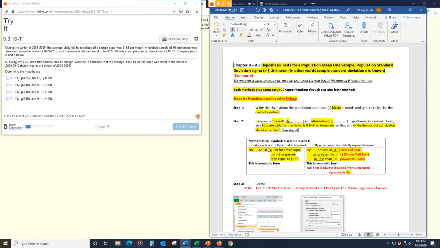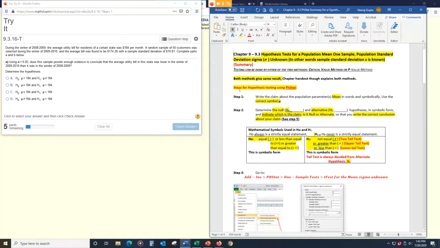So the first part is using alpha to be 0.05. So that means what confidence level we are choosing? 95%. So level of significance is 0.05. Does this sample provide enough evidence to conclude that the average utility bill in this state was lower in the winter of 2009 and 10 than it was in the winter of 2008 and 9? So let's see our summary here.